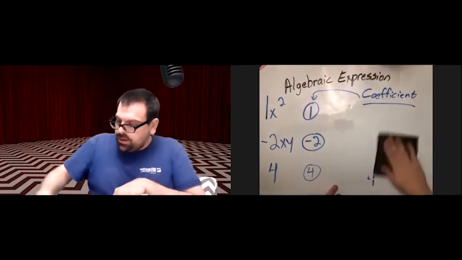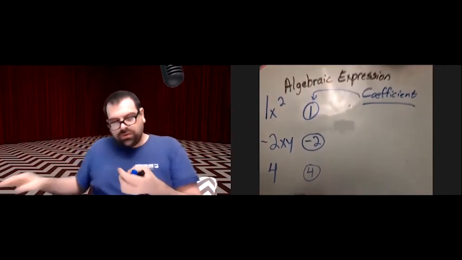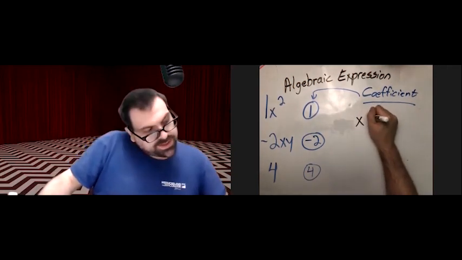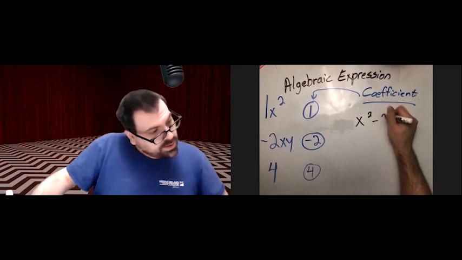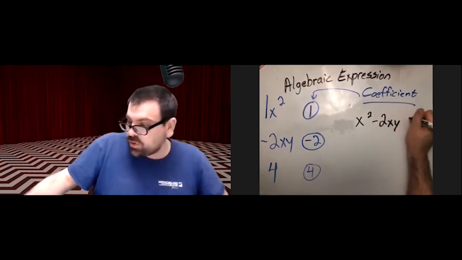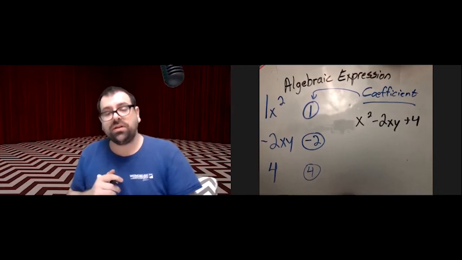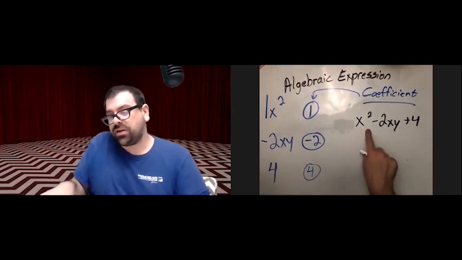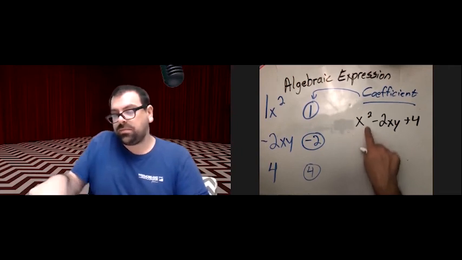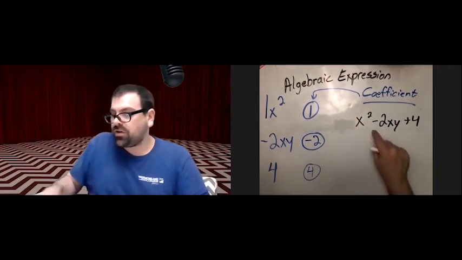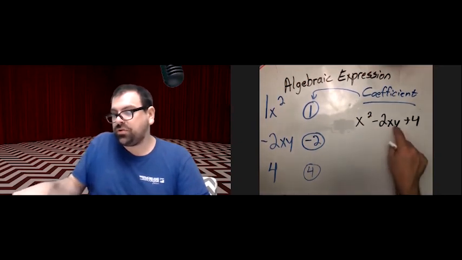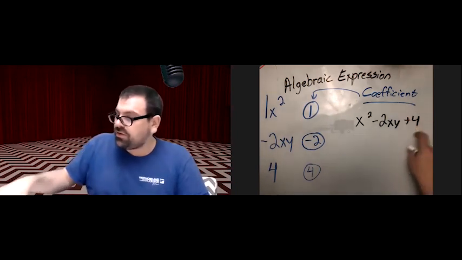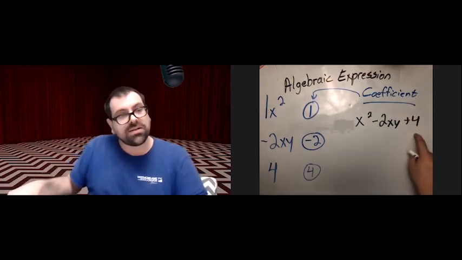Okay. So just to remind everyone where this came from, x squared minus 2xy plus 4 was our expression, and we found the coefficient of each term. The coefficient of this term is 1 because of the 1 in front. The coefficient of this term is negative 2 because of the negative 2 in front. The coefficient of this term is positive 4.